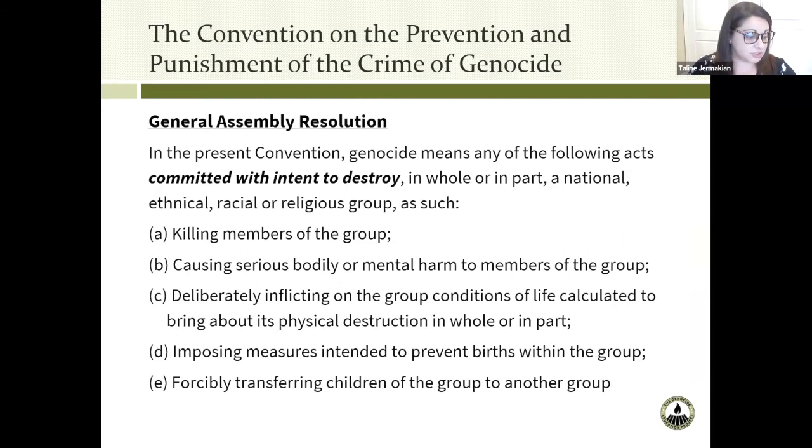So this convention occurred, sorry, I'm having technical difficulties. This was when that intent to destroy definition was put: killing members of a group, causing serious bodily or mental harm to members of a group.